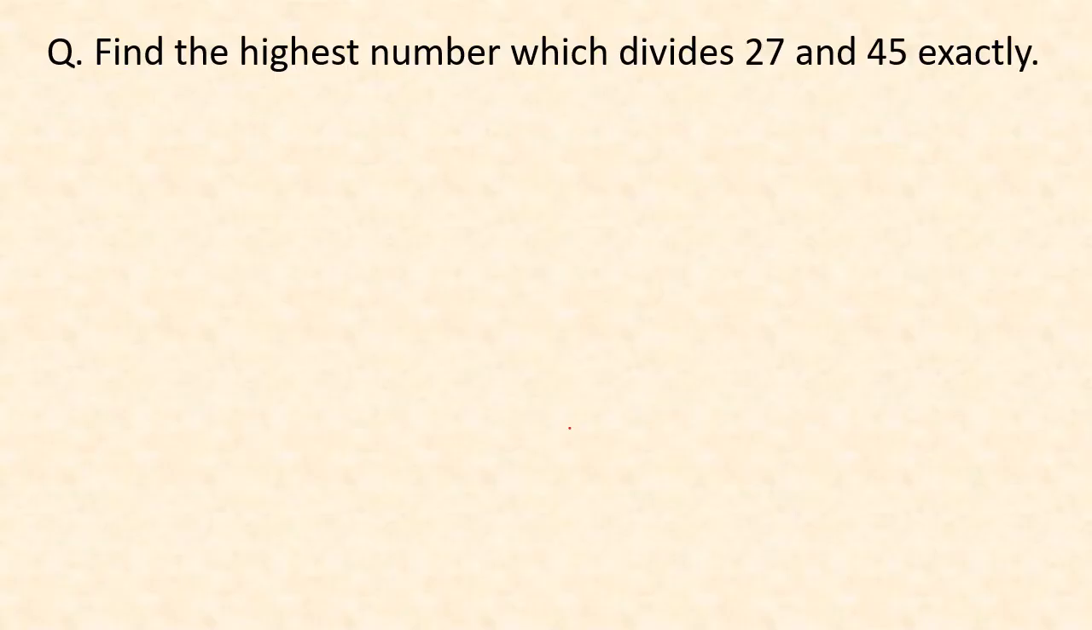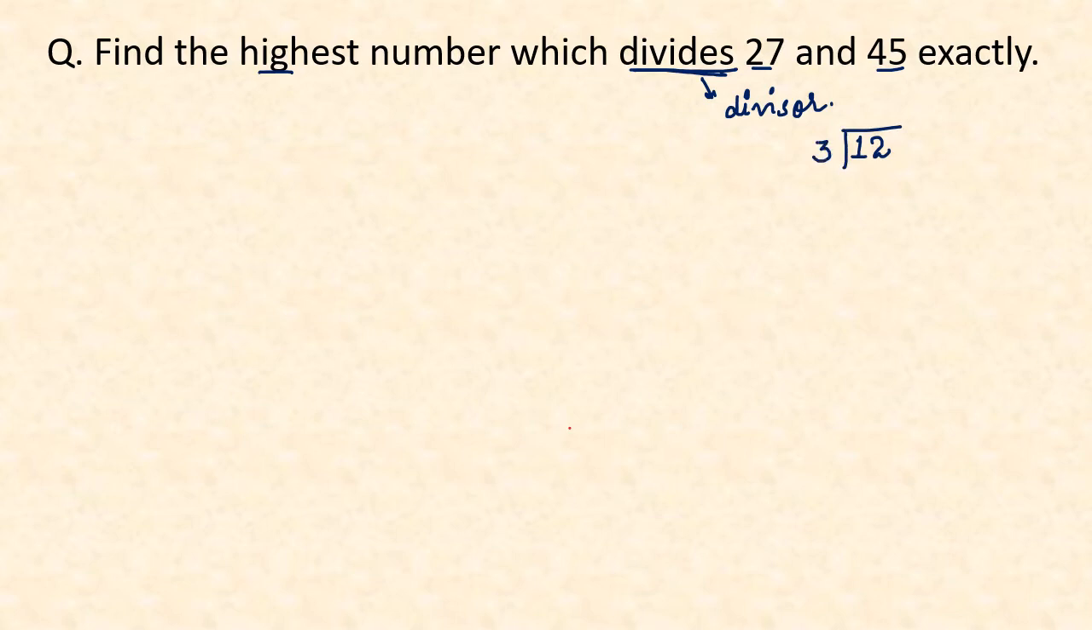The first question is, find the highest number which divides 27 and 45 exactly. Now look here, it is given that we have to find the number which divides 27 and 45. So the number which divides another number is called the divisor. Now we know that if any divisor divides the dividend completely, like if we take two numbers, 12 and 3.